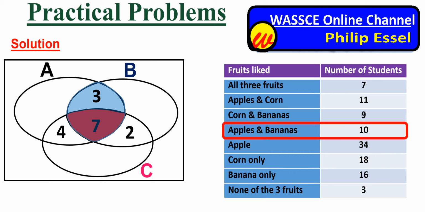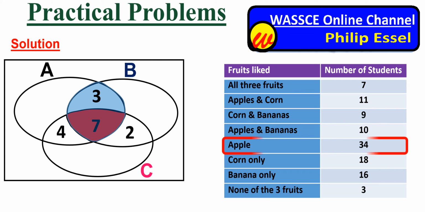Let's write the next important information on the Venn diagram. Here we are told that 34 students liked apples. If 34 students liked apples, then what it means is that our A will be equal to 34. So let's write that information down on the Venn diagram.